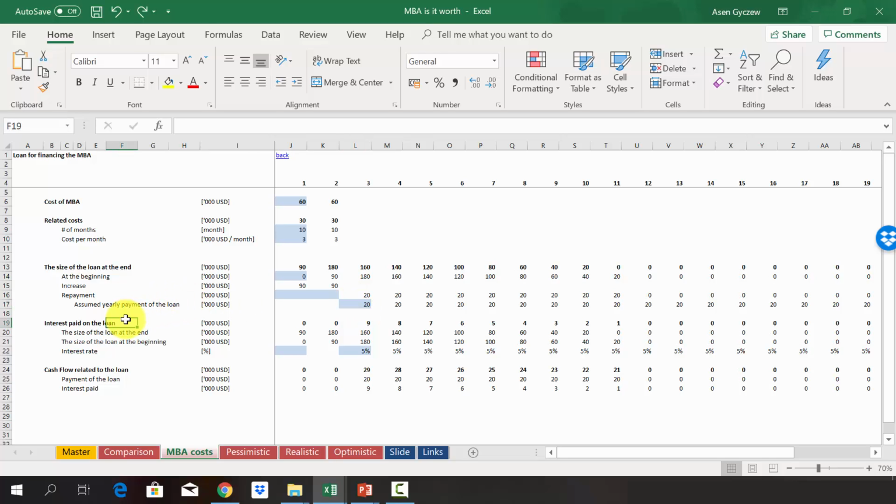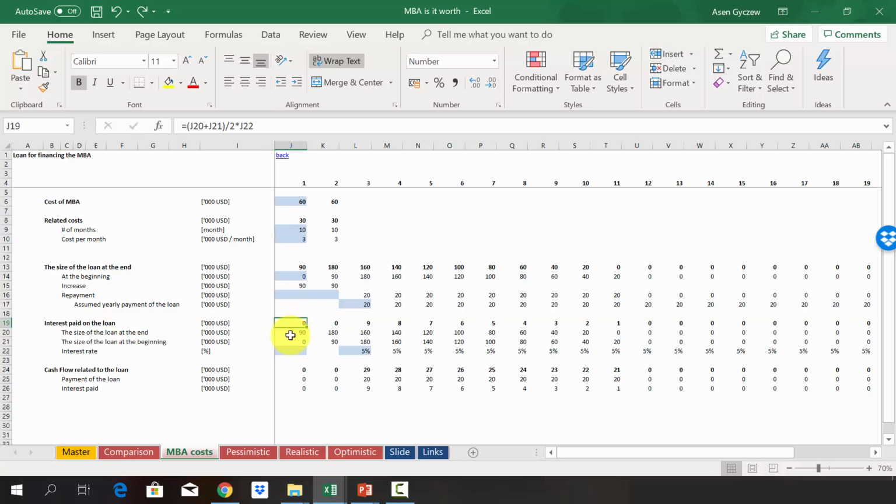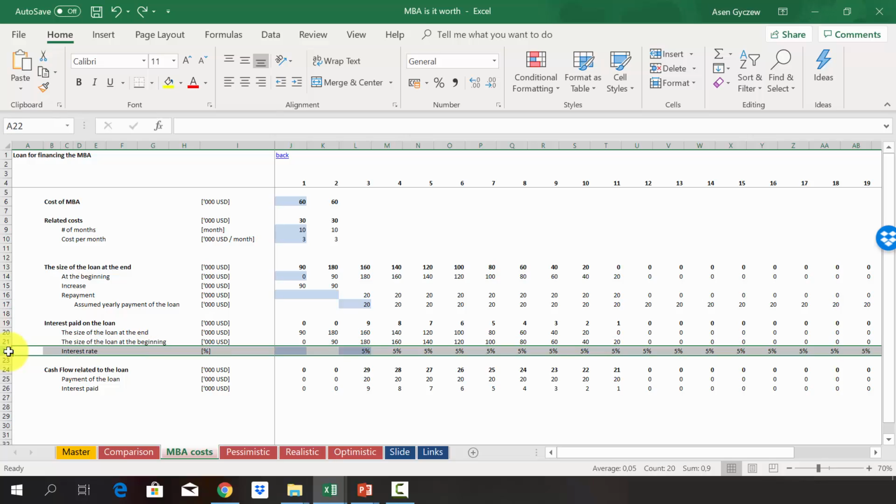Now, when it comes to interest paid on the loan, so how much we have to pay due to the fact that we have the loan, we calculate it in a very simple manner. So we look at the average loan size. So we look at the beginning and at the end of the loan. We divide it by 2, and this way we get the average, and we multiply by the interest rate. So we take the loan at the end and at the beginning, we multiply by the interest rate, and we divide it by 2 to get the average.